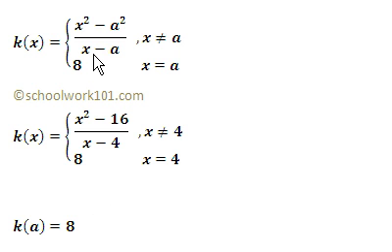Now, which one are we going to use? Well, this here says x cannot equal a, so we can't plug it into this. But this one says x is equal to a, and if x is equal to a, then our y value is 8.